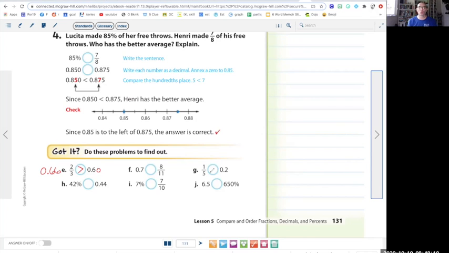Got it? So why don't you try, I'll tell you what, you can skip F, don't do F, and why don't you try the rest of these on your own.